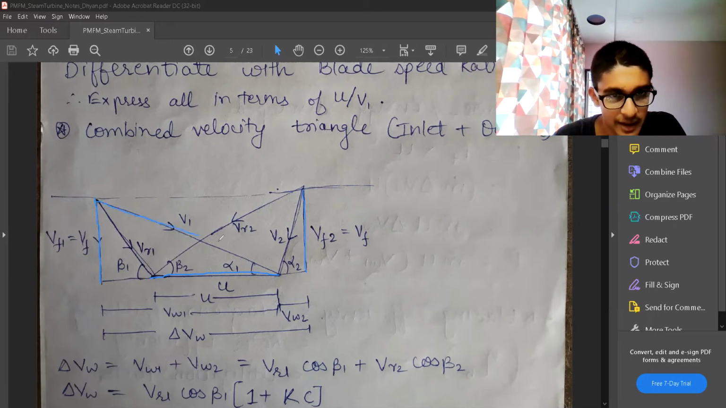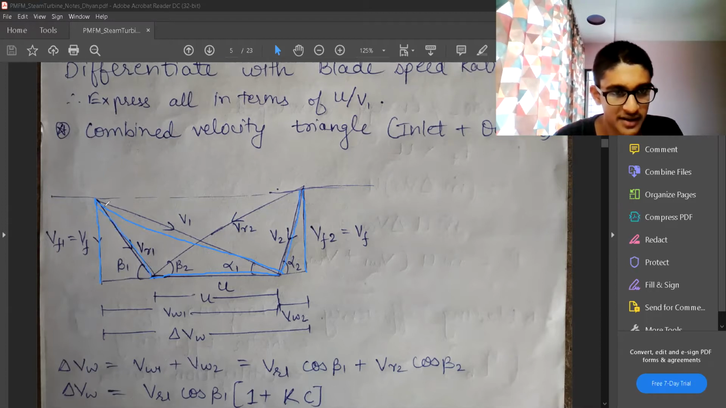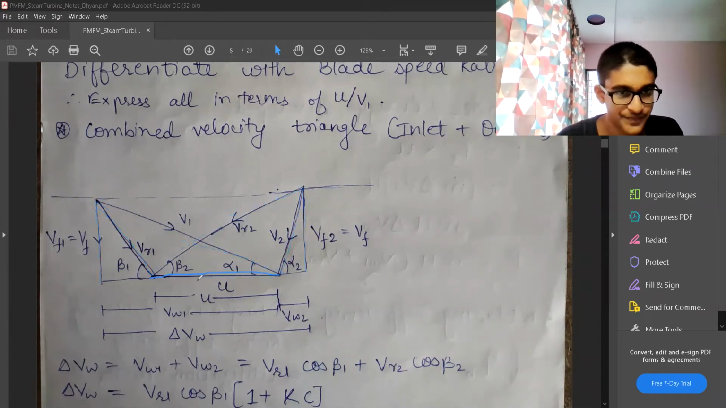Then the absolute velocities. These are the absolute velocities. And these are the relative velocities, VR1 and VR2. And you can then define the angles beta1, beta2, alpha1, alpha2.